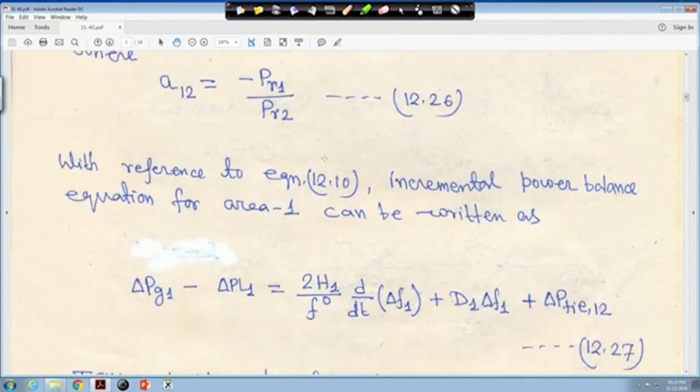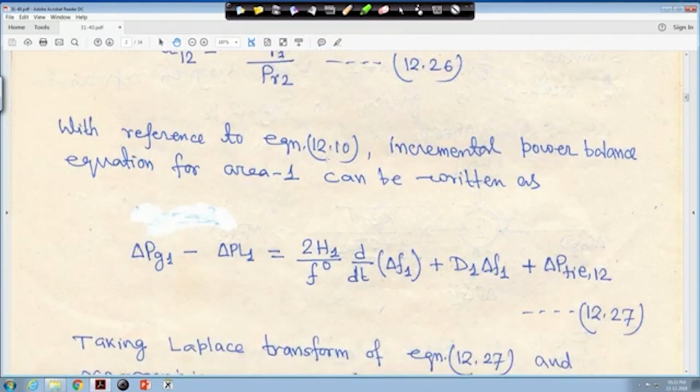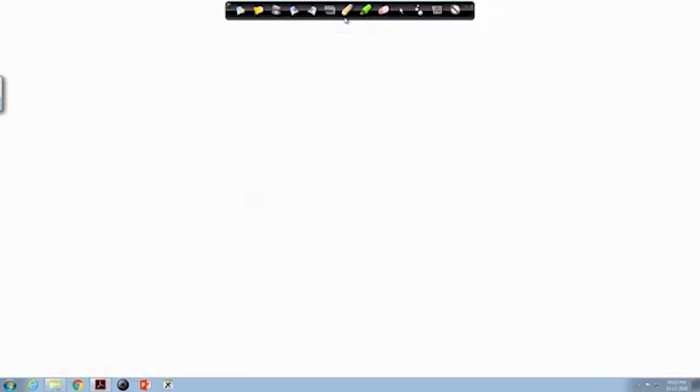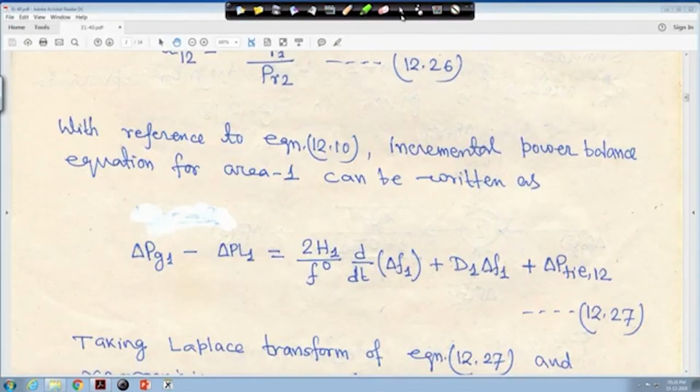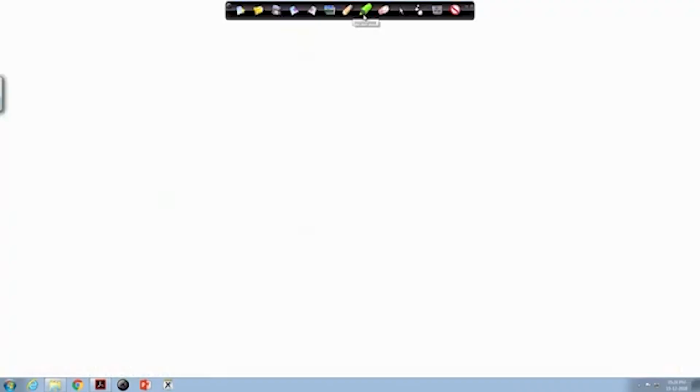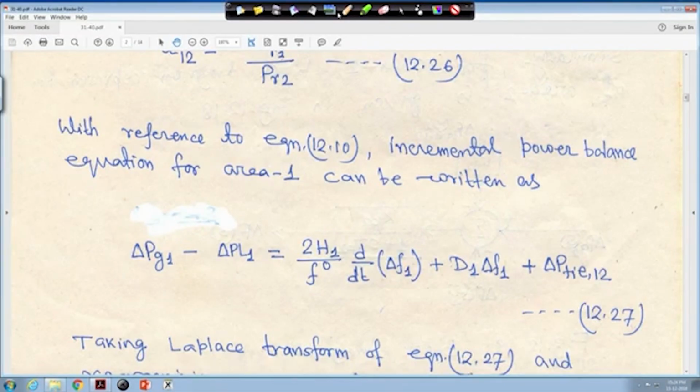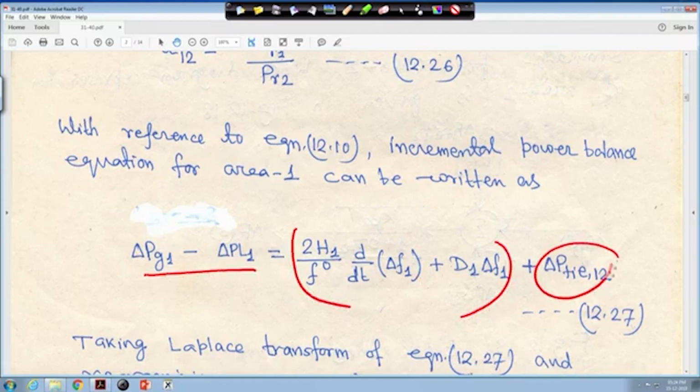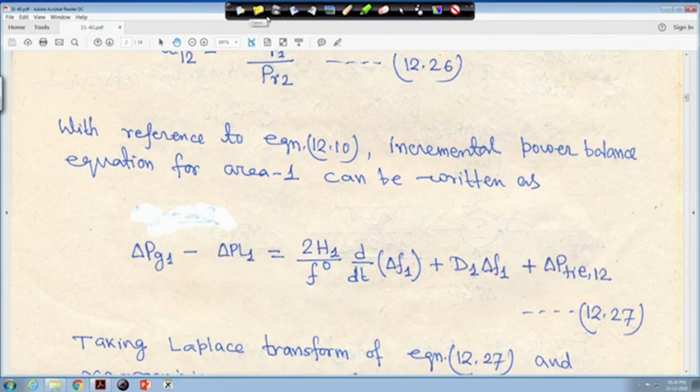So, with reference to equation 10, now if you look into this, earlier also we have seen for an isolated system, just hold on, for an isolated system, what we have seen was only delta P g minus delta P L 1 is equal to only this much, because this term was not there for an isolated system, since there was no tie branch. Now you have the tie branch.